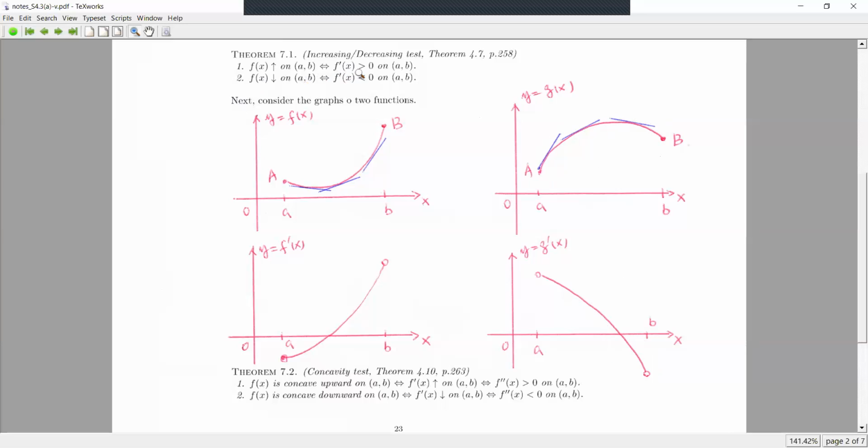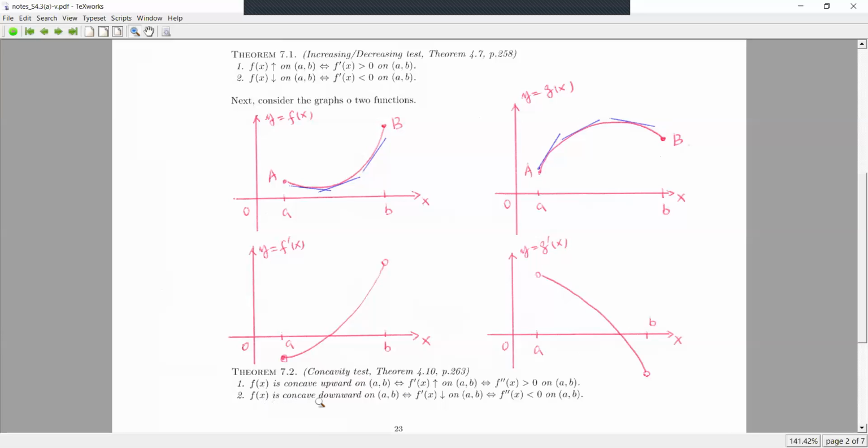So by the increasing/decreasing test, when a curve is decreasing, the slope of the curve is negative. So the slope of this curve is negative. The slope of this curve is the derivative of this one. That is the second derivative of g. So when a curve is concave down, the second derivative is less than 0. So we have the second part of the concavity test.